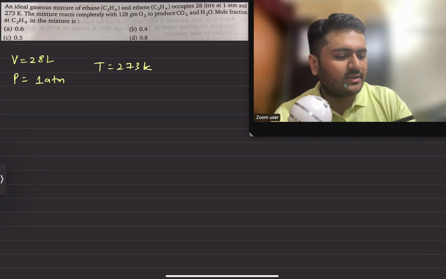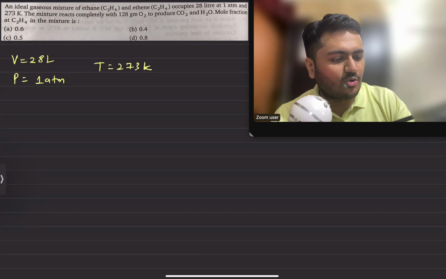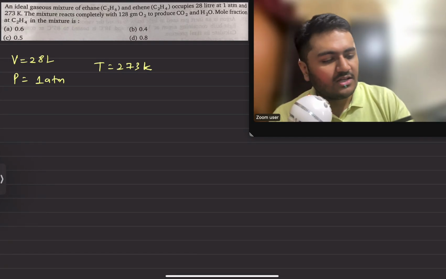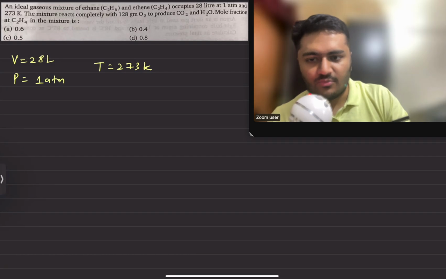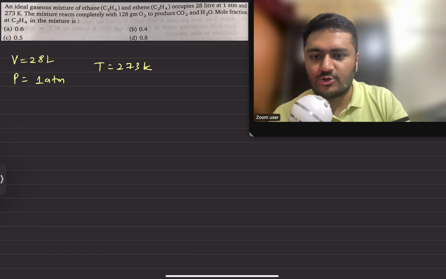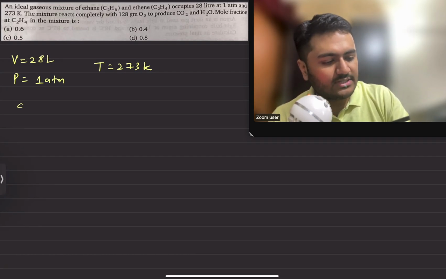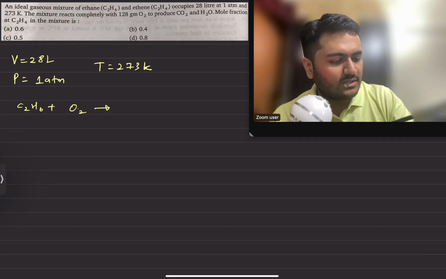Now the mixture reacts with 128 grams of O2 to produce CO2 and H2O. You need to figure out the mole fraction of C2H4 in the mixture. So first we need to write the reaction. Any hydrocarbon, when it reacts with O2, forms CO2 and H2O. So C2H6 plus O2 will form CO2 plus H2O.